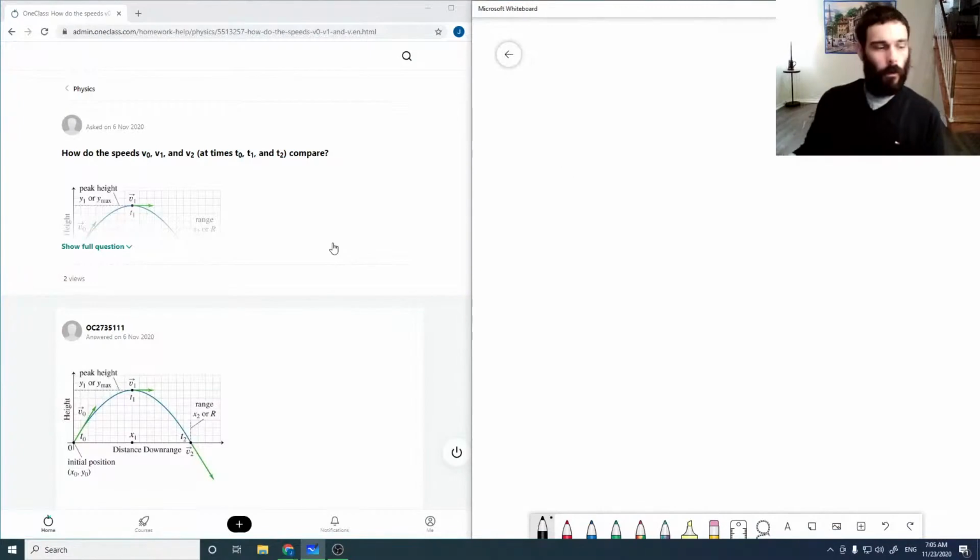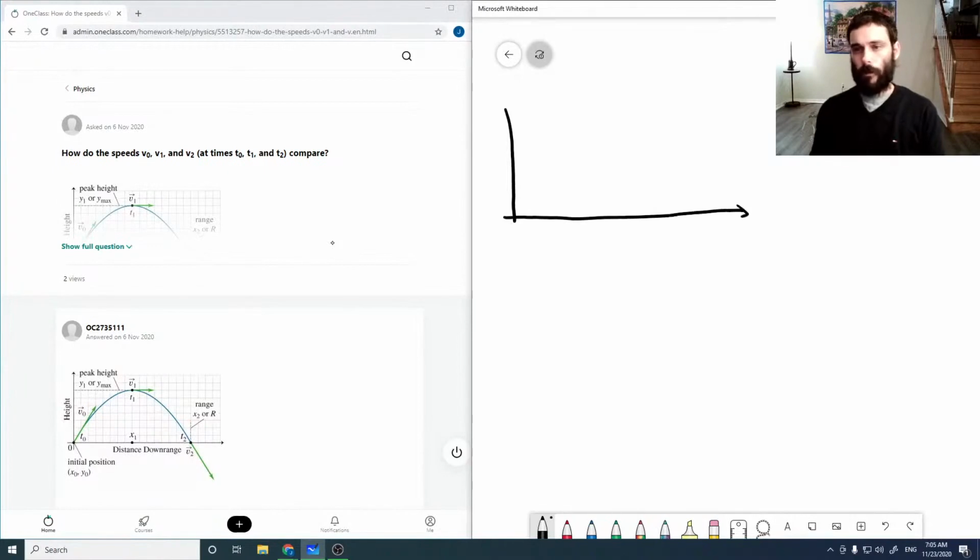Okay, so this one is how do the speeds at 3 different times compare with each other. So I'm just going to sketch out the plot that you can't really see very well. So we've got X, and we've got Y, and the plot has a parabolic motion like that.